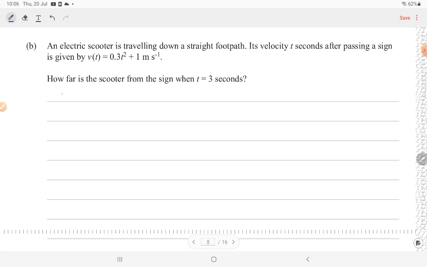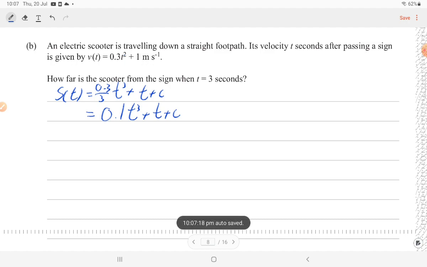Because anti-differentiating the velocity will give us the displacement, s of t is equal to, so we raise the power by 1, t cubed, then 0.3 divided by 3, plus t plus c, which is equal to 0.1 t cubed plus t plus c.